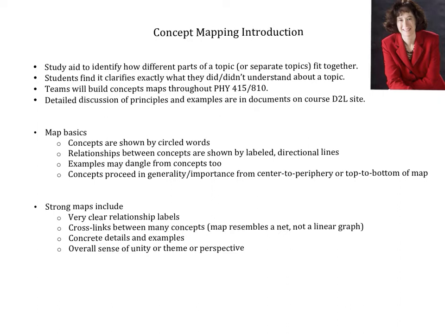Now, a very strong concept map will include really clear labels defining the relationship between the concepts. That's how we can tell if you really understand what's going on. There should generally be cross-links between a lot of different concepts. That is, the map will come to resemble something a bit more like a net, and not just simply a bunch of spokes radiating out from the center or a linear graph of some kind.